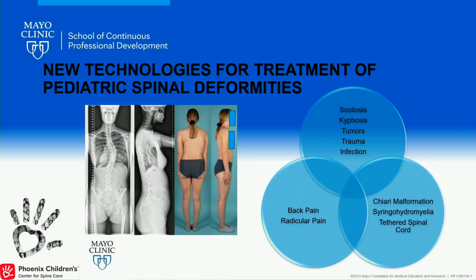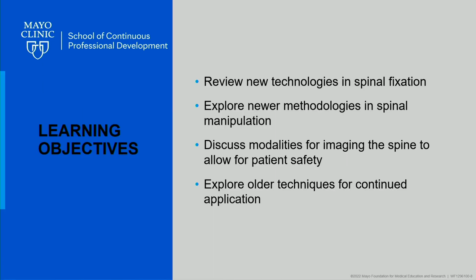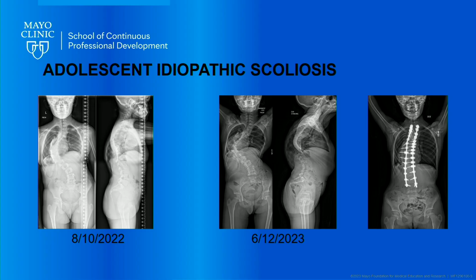So as we think about new technologies that we're incorporating into pediatric spinal deformity, we need to make sure that we have the idea and the understanding of the nomenclature, in addition to what conditions and syndromes do impact these spinal deformities. And so for our discussion today, we're going to review some of the newer technologies and how we actually place fixation, explore some of the methodologies for manipulation, discuss modalities for how we image the spine, and see if there are some new strategies in which we can visualize and improve the safety of placing implants or getting the appropriate correction. Then also revisit and re-explore some of the older techniques.